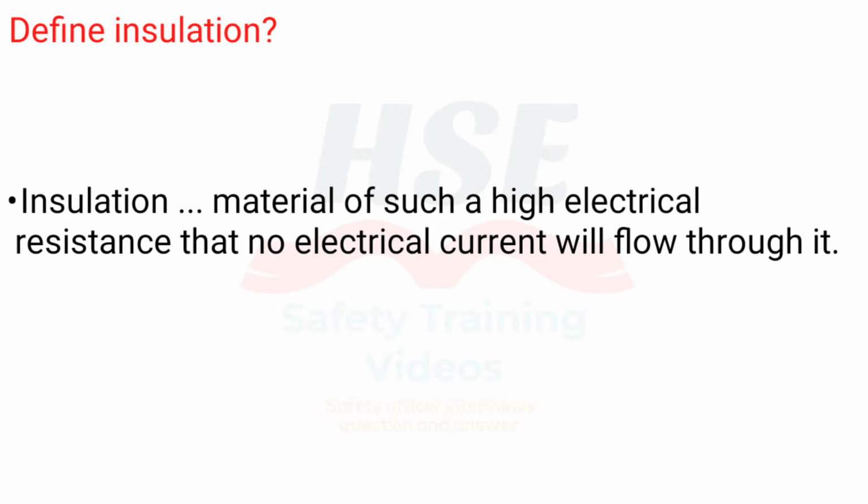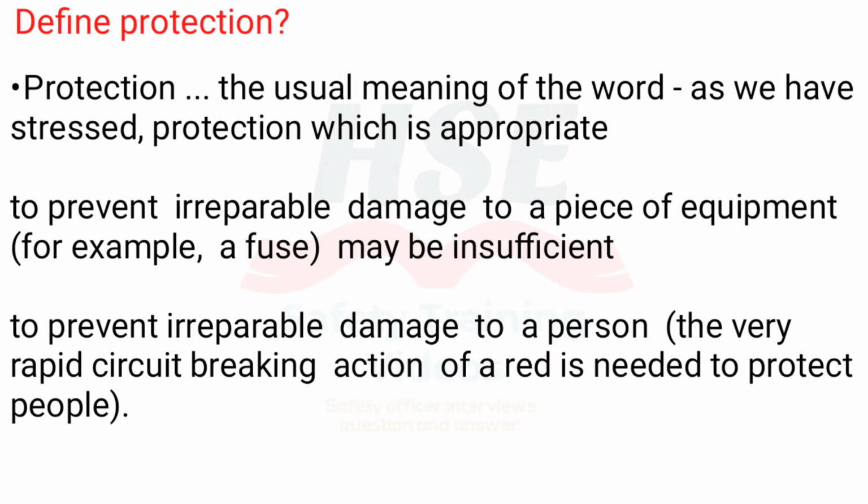Define insulation. Insulation: material of such a high electrical resistance that no electrical current will flow through it. Define protection. Protection, the usual meaning of the word, as we have stressed, is protection which is appropriate to prevent irreparable damage to a piece of equipment, for example, a fuse, may be insufficient. To prevent irreparable damage to a person, the very rapid circuit breaking action of a RCD is needed to protect people.